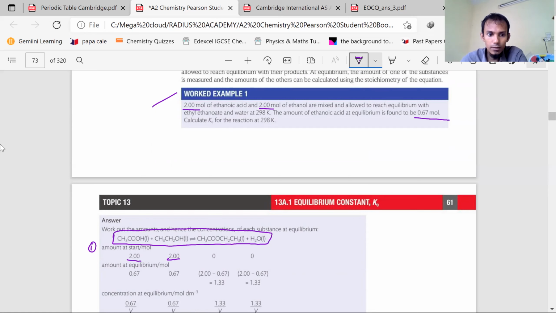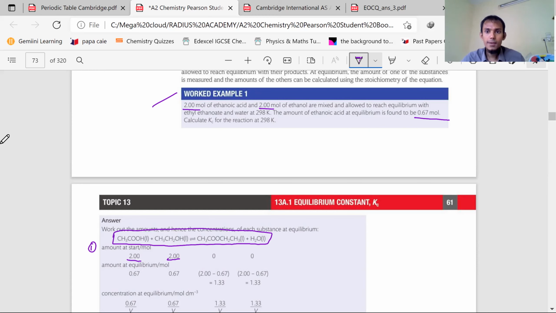Number of mole at time t is equal to 0. When the reaction did not start yet, there will be 100% reactants and no product. So 2 mole, 2 mole, 0 mole, 0 mole. Fine.